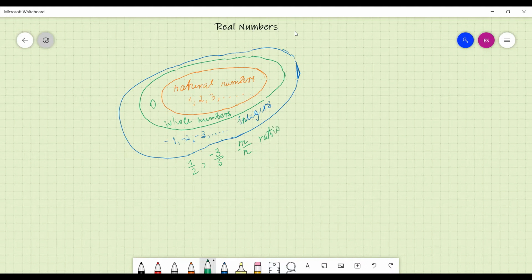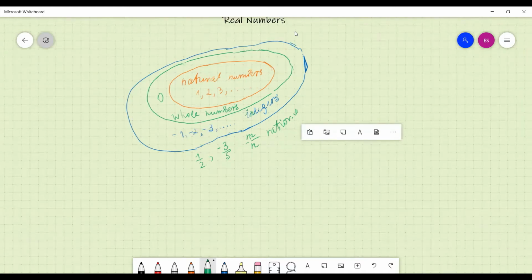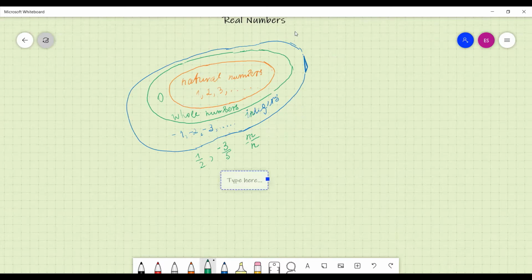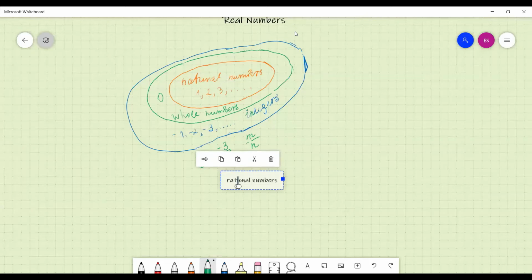Still not working. Okay, sorry guys. Maybe I should just enter a text over here. Let me erase it. Rational numbers. Okay, guys, no, I don't want to do this. I want to just move this. Edit it.